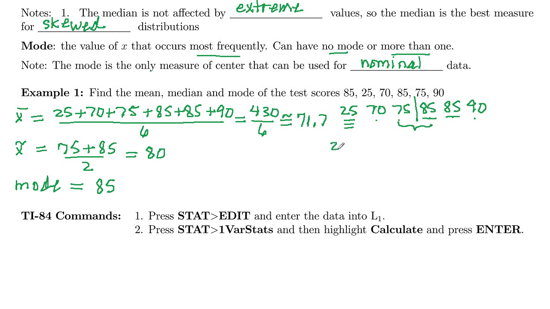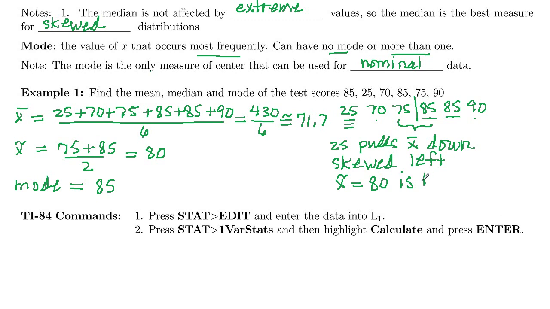So notice that 25 pulls the average down. It pulls X bar down. So we would say that the distribution is skewed to the left because left is decreasing. And that the median here, X tilde, which equals 80, is a better measure because it's a skewed distribution. It's got extreme values.